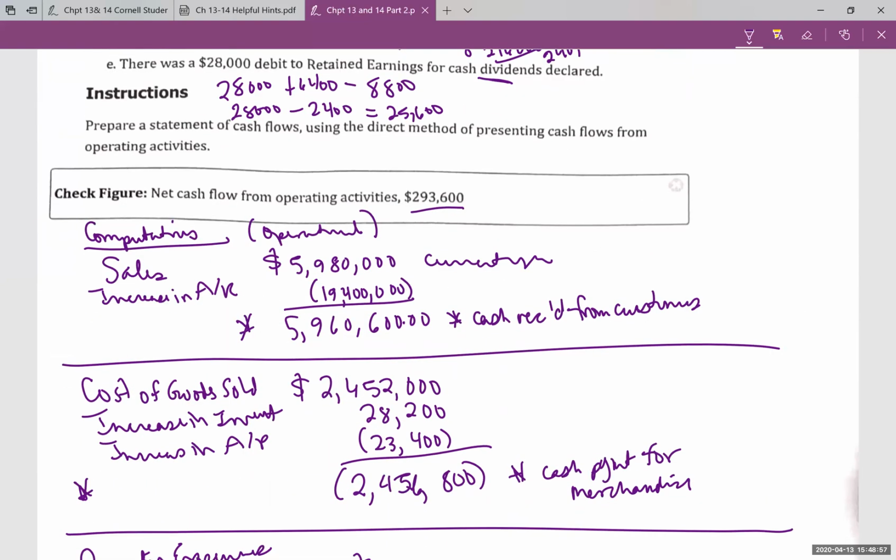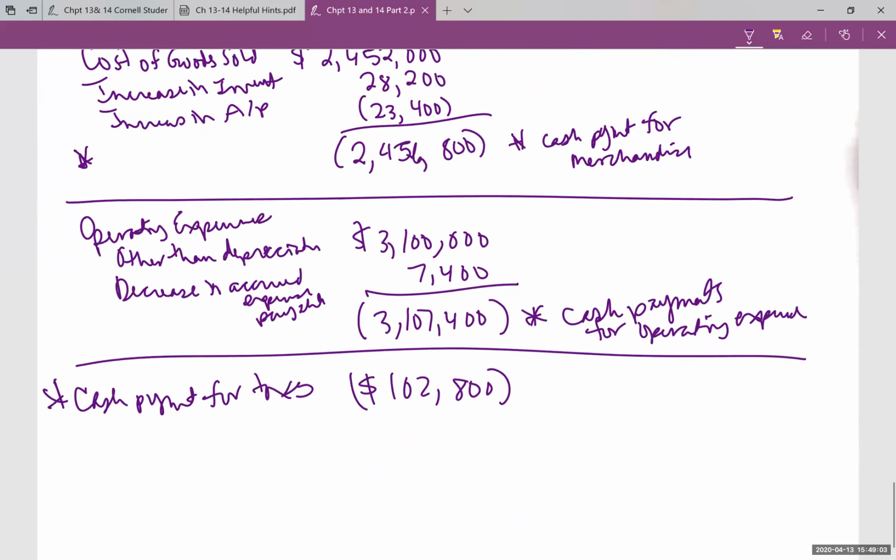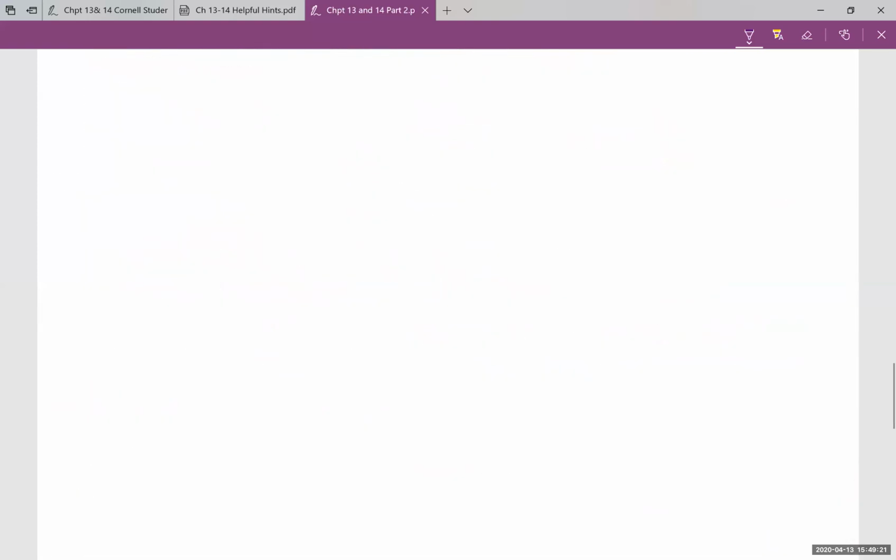So this first number we calculated was cash received from customers. Then we have cash payments for merchandise, that's a minus. Cash payments for our operating expenses, that's a minus. Cash payment for taxes is a minus. So take this information, take a look at the Show Me How, watch the video, look at the answers to set B problems. All that should help you with this problem.